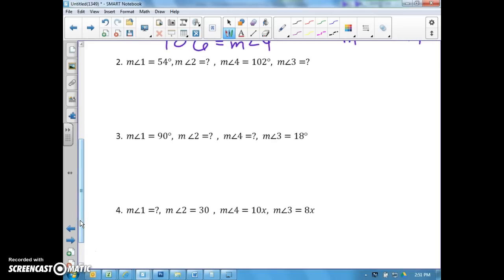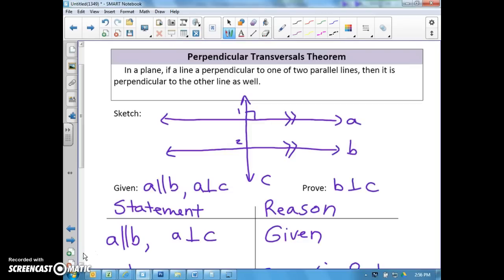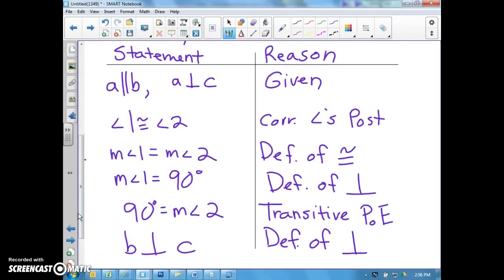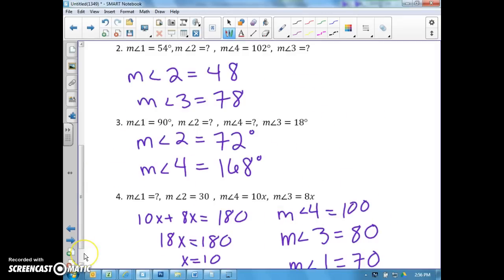In just a moment, I'm going to flash up the answers to the questions I've asked you to do throughout this lesson. Thank you very much. Here's the proof of the perpendicular transversals theorem. Here are the answers to the last 3 questions in the notes.